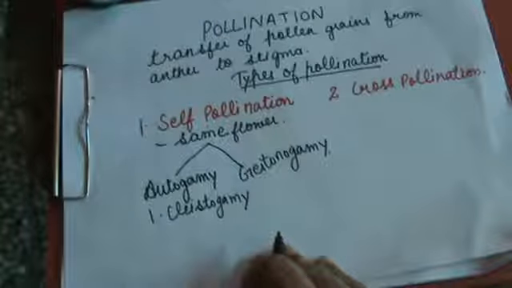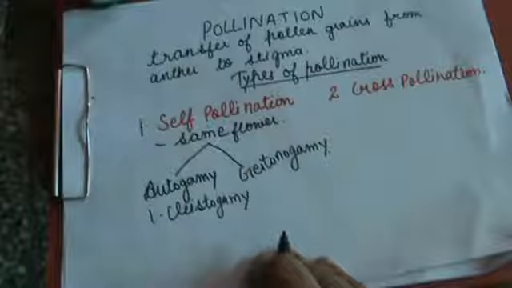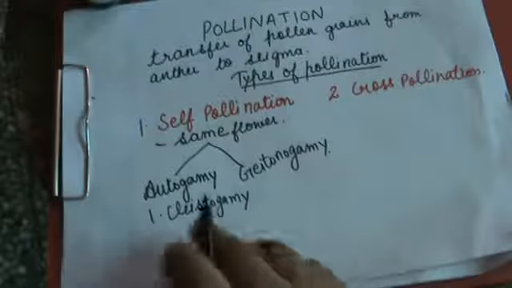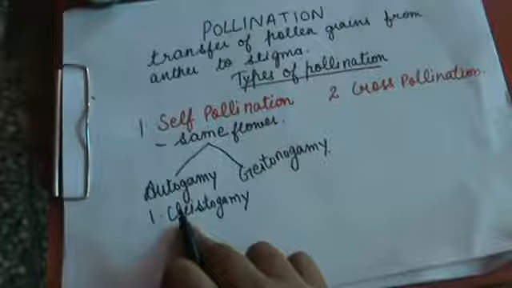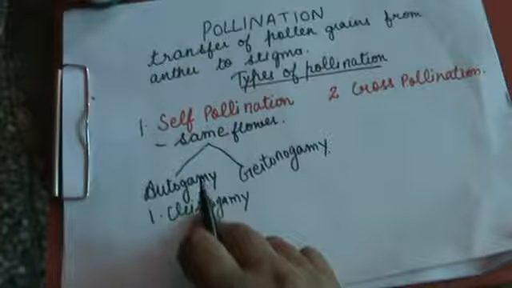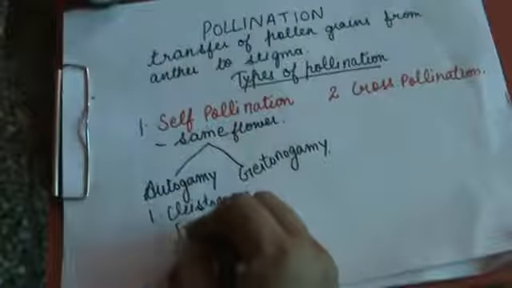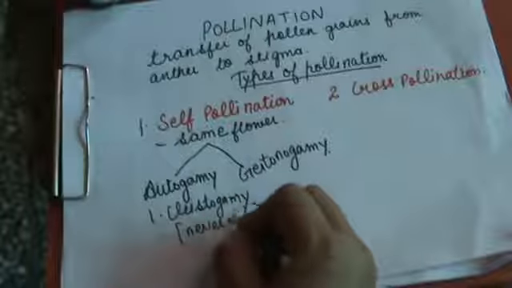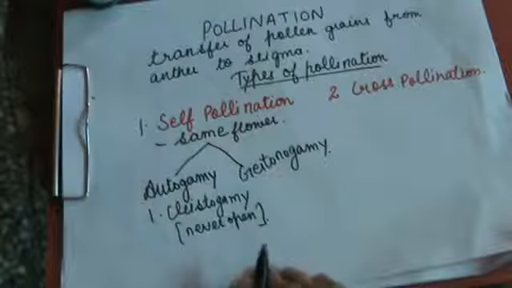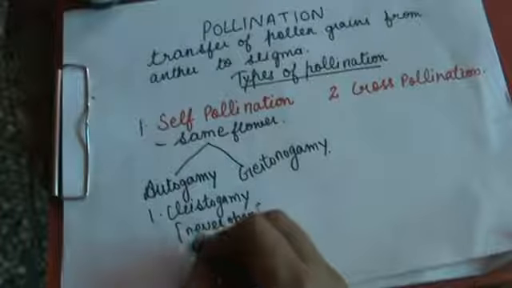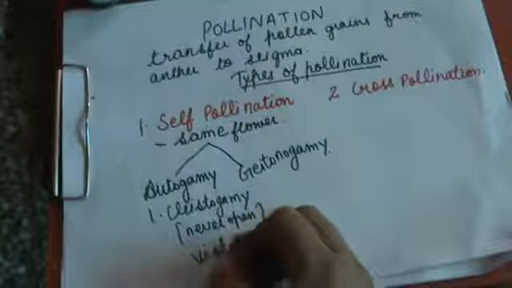Students, some flowers never open because they are very small. This type of condition is known as cleistogamy, and the flowers are known as cleistogamous flowers. This pollination occurs in those flowers from the same anther to the same stigma, in flowers that never open. For example, Viola.